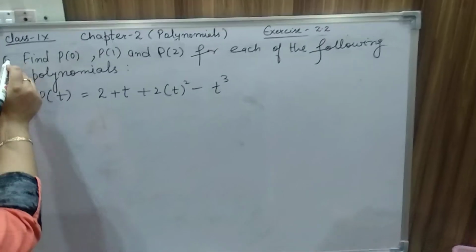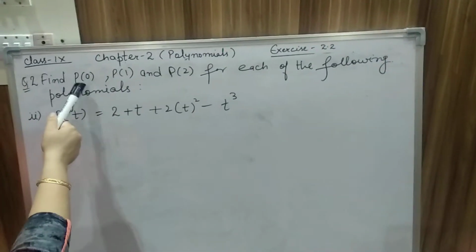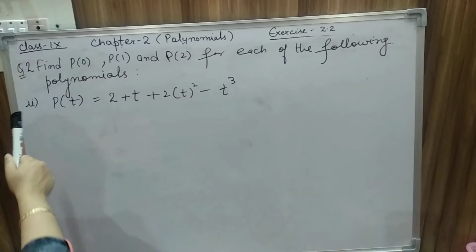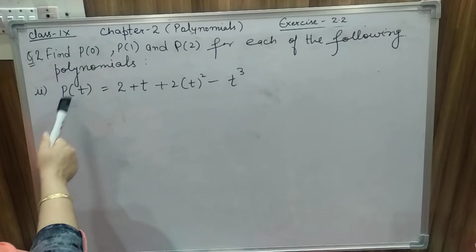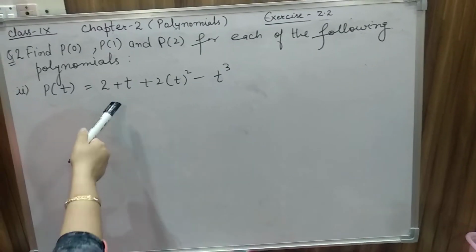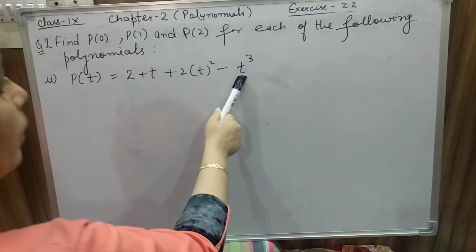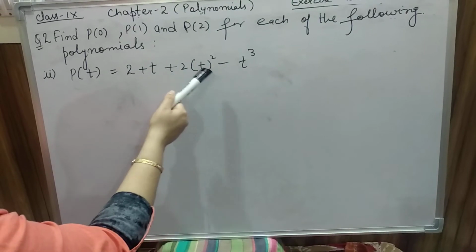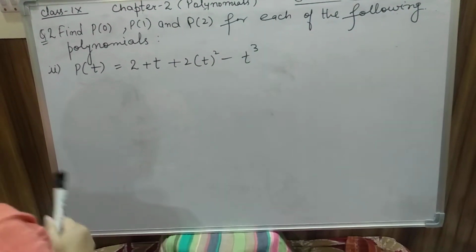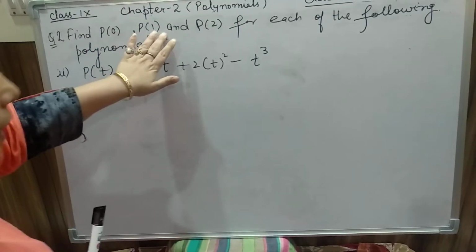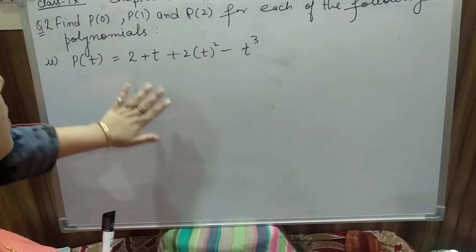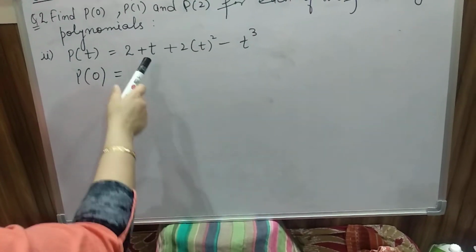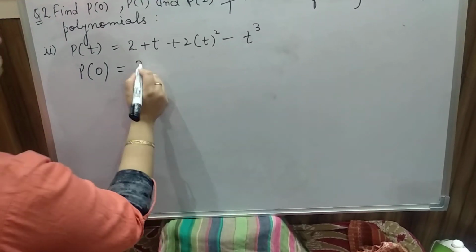Now next with question number 2, find p of 0, p of 1 and p of 2 for each of the following polynomials. I am doing the second part here. Here it is p(t), a polynomial of one variable, and that variable is t: 2 plus t plus 2t square minus t cube. Now we have to find p(0), p(1) and p(2), all three cases of this polynomial. So first of all, p(0). If we have to find p(0), then we have to put the variable equal to 0.